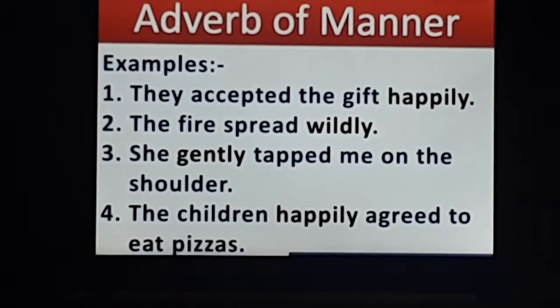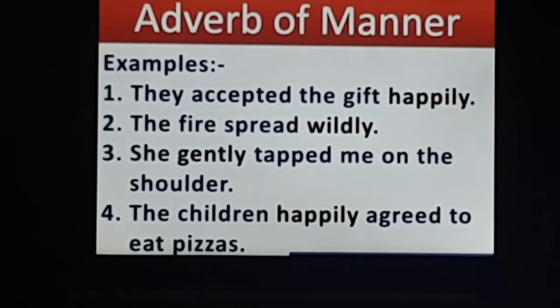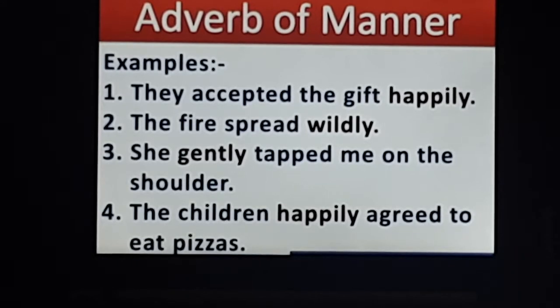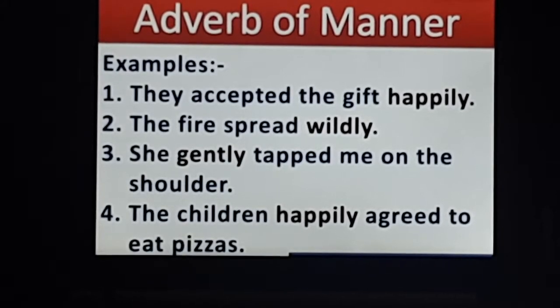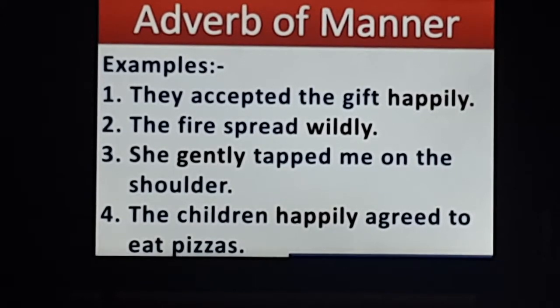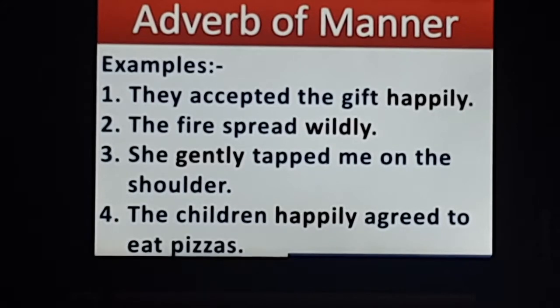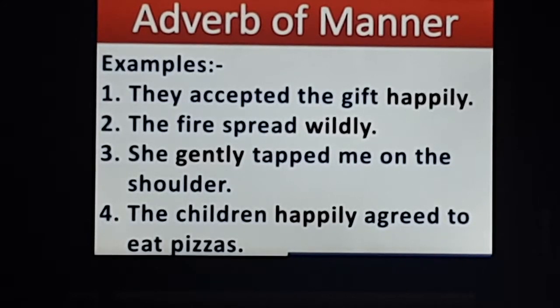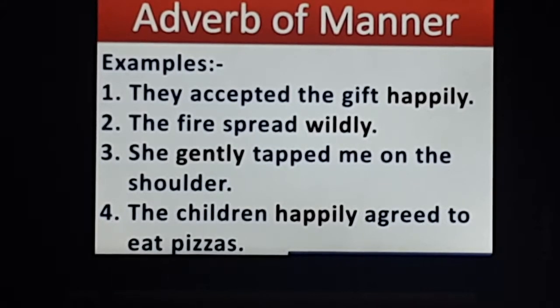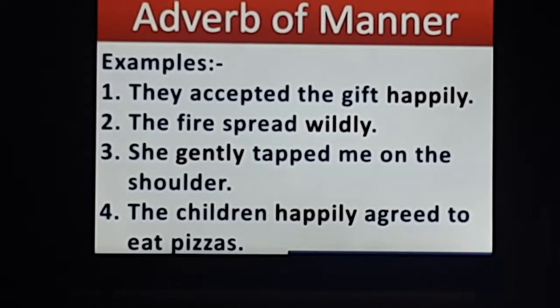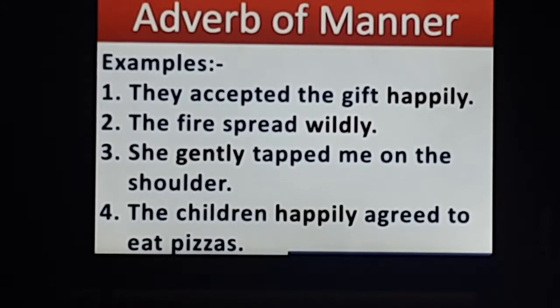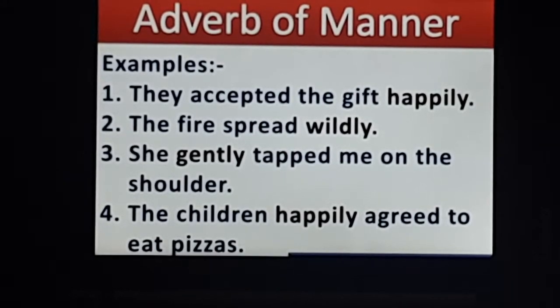So what is it here? See, in the examples, you can understand it better. They accepted the gift happily. Accepted is the main verb. Gift is the object here. So happily, the adverb, is placed after the object. The fire spread widely. Again, this widely is placed just after the main verb spread.